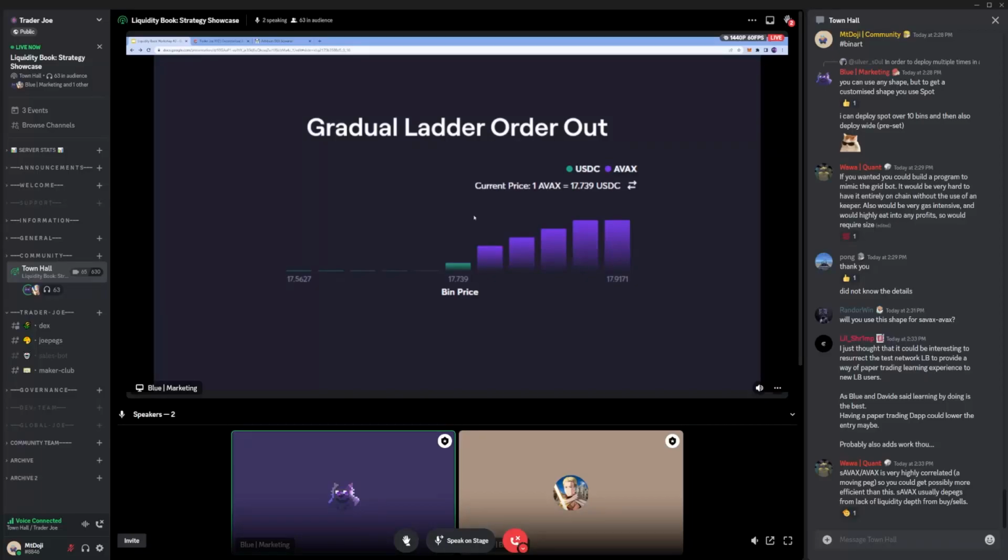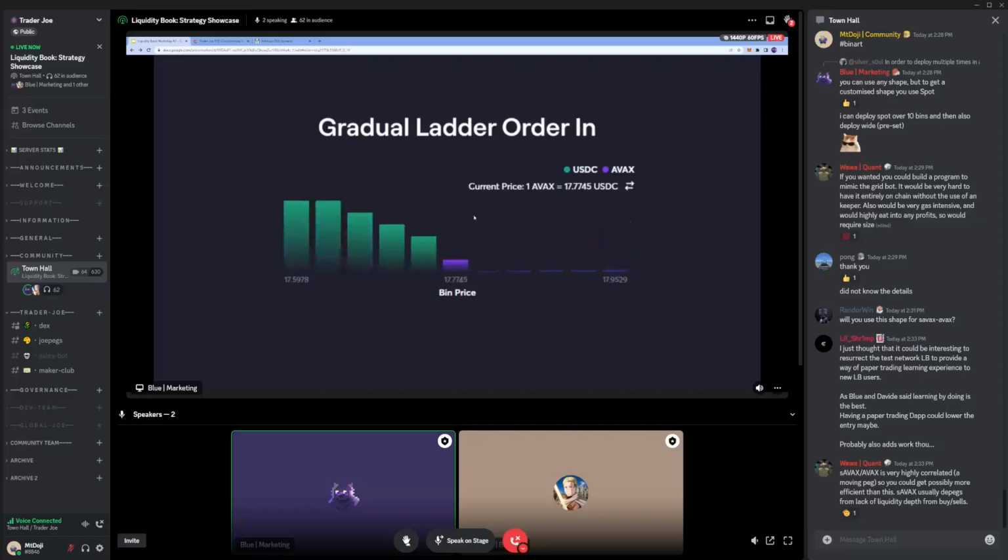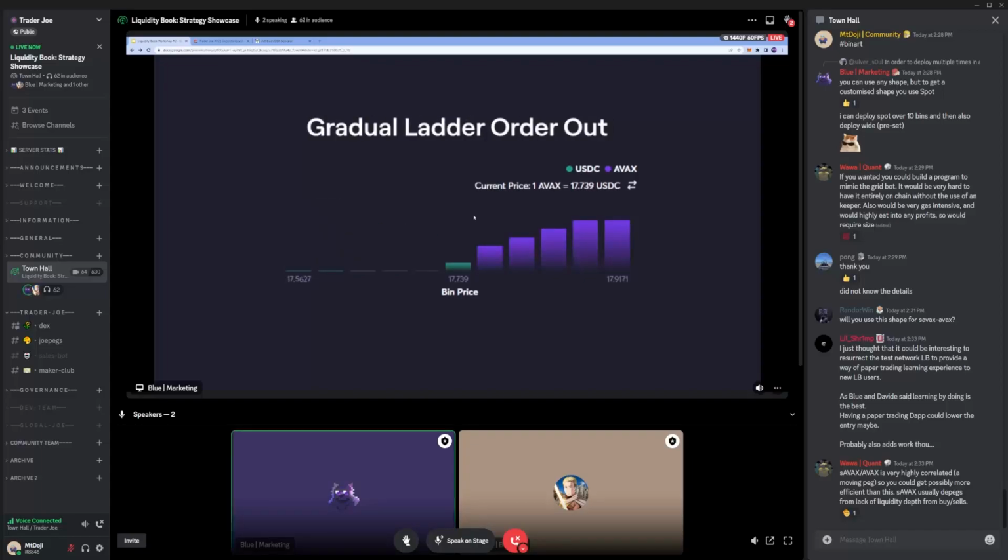Yeah, and we've seen this a number of times actually, interesting examples coming up. Just to explain the shape that you've got in front of you, it's basically the same. So I'm going to stay on this one. In this example, gradual ladder order out.